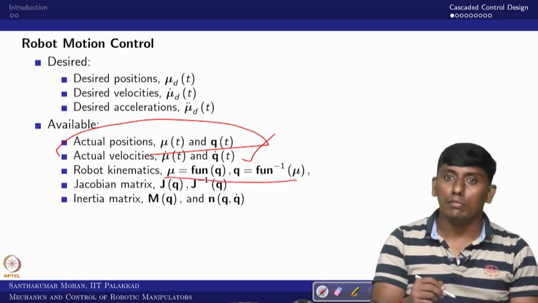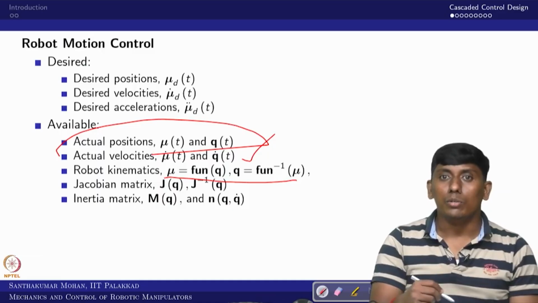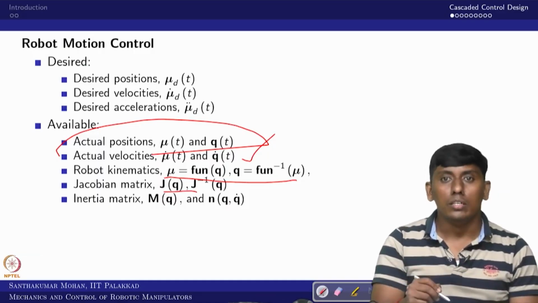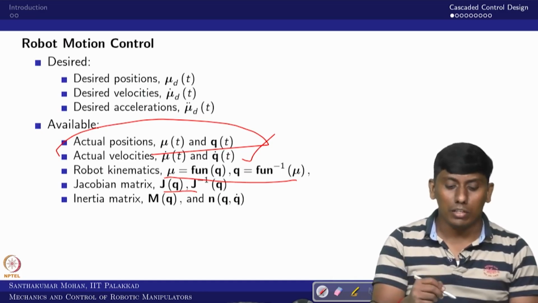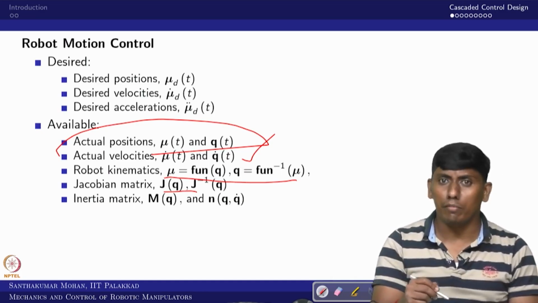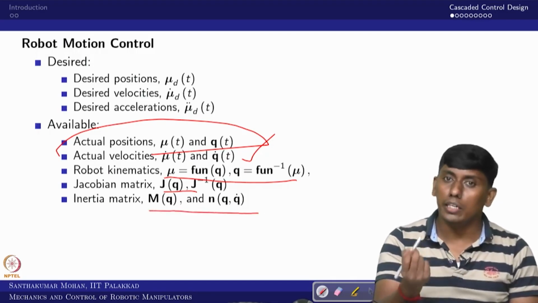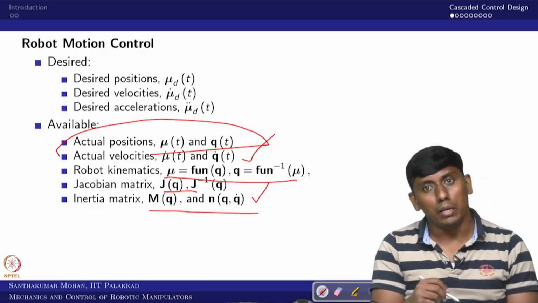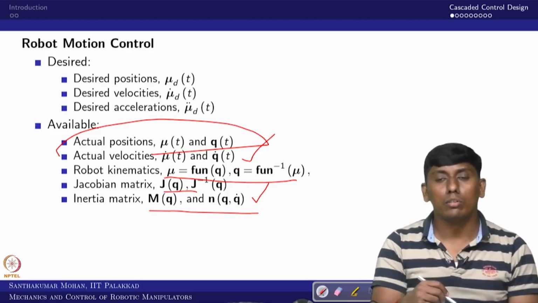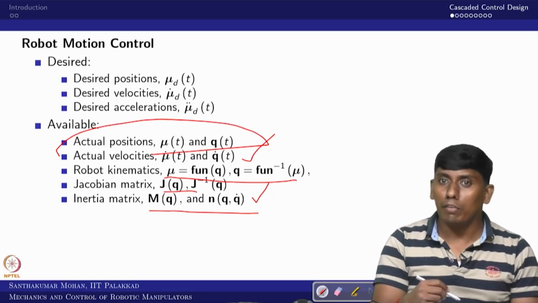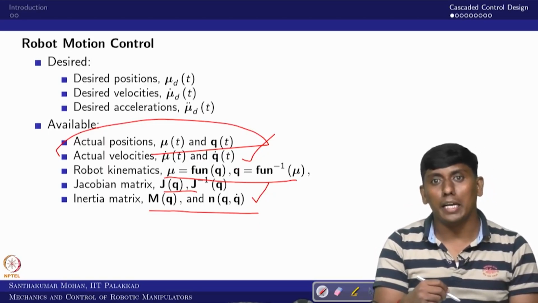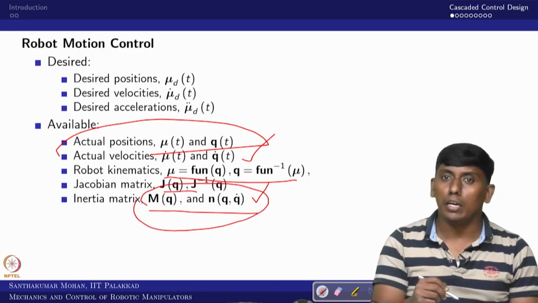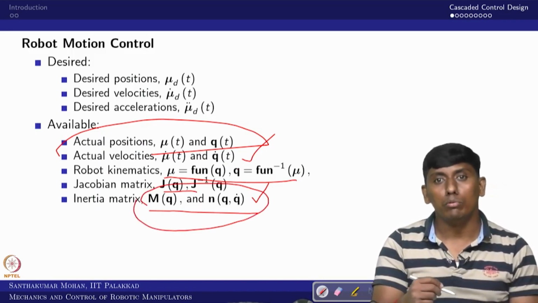So, the forward and inverse dynamic model and the kinematic model are available, in the sense that J of q, mu of q, the function inverse of mu, and J inverse are available. Further, if you want to do model based control, then the inertia matrix and other effects are available. Since we are talking about cascade control design, that is a modified version of computed torque control, the M of q and N of q, q dot we are going to use.